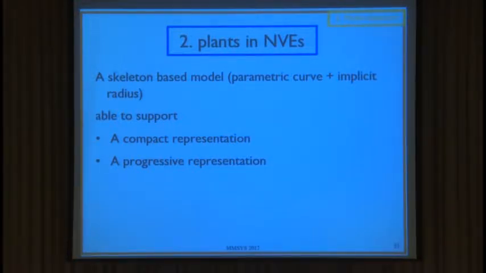So here we saw that we used a different representation, parametric curve and implicit radius, and we were able to provide a compact representation, but also a progressive representation for streaming again.